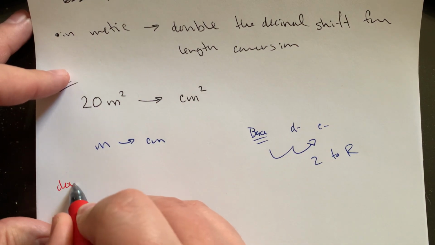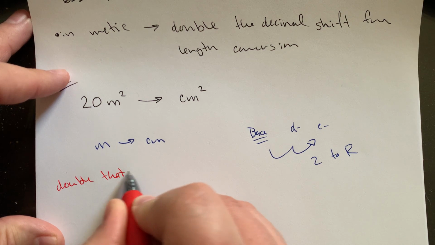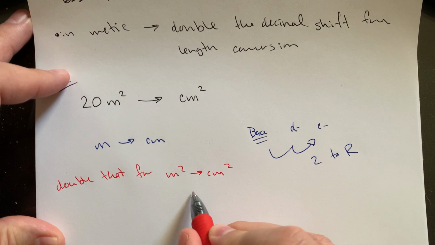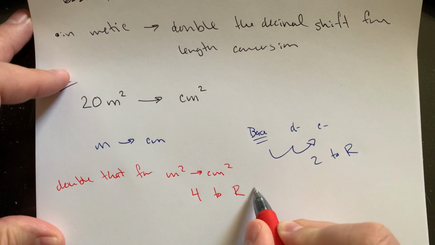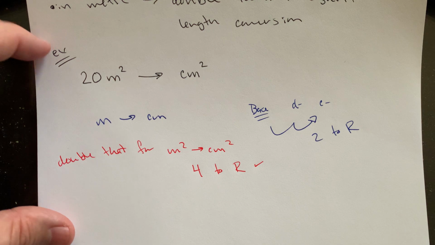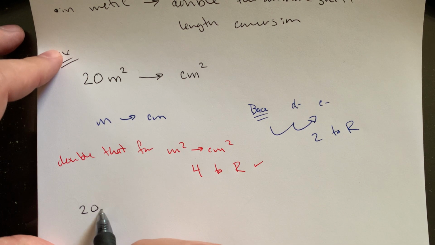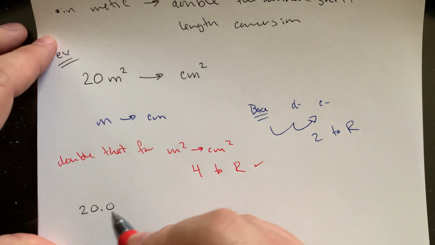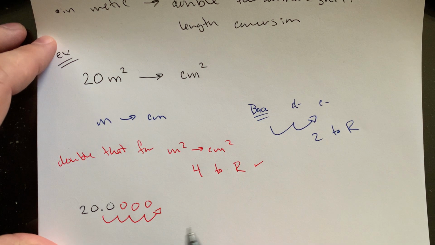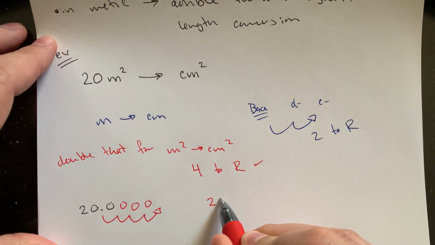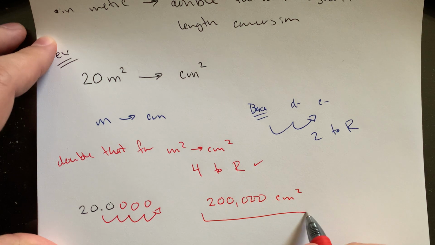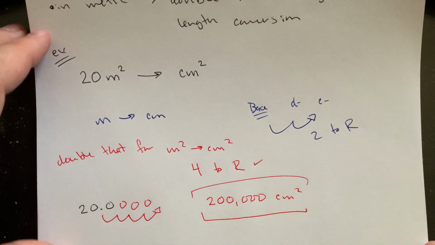So we'll double that for square meters to square centimeters. Same direction, so that's going to be from 2 to 4. We're still going to shift it to the right. So now instead of just going from 20 to 2,000, this is going to go way up. So this is going 1, 2, and then 3, 4. So that's 4 extra zeros on here. So this becomes for us what? 200,000 square centimeters. Something like that, right?